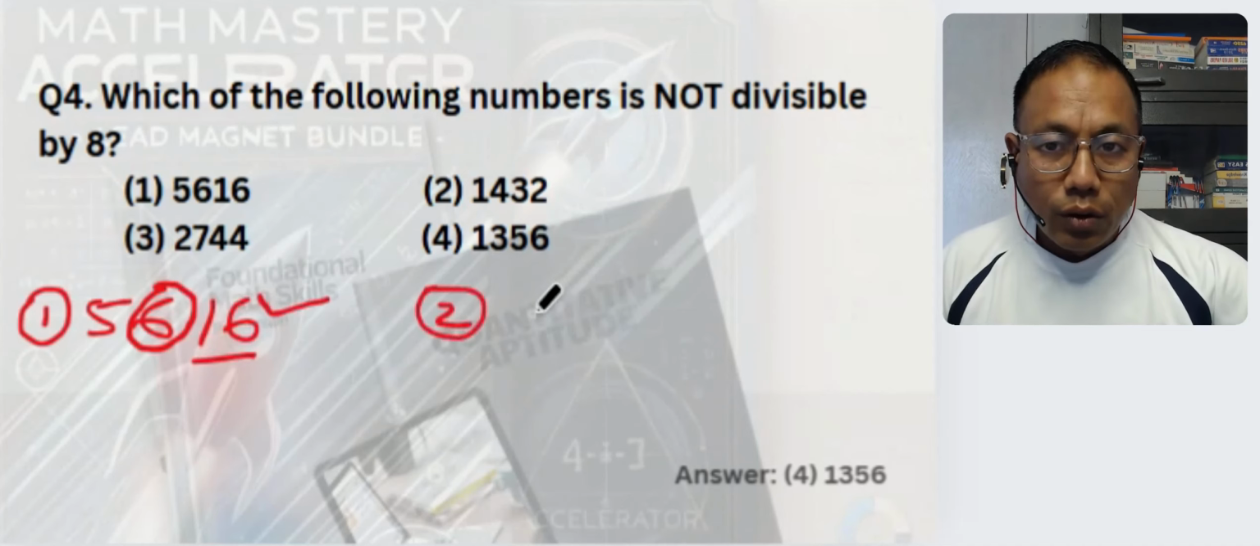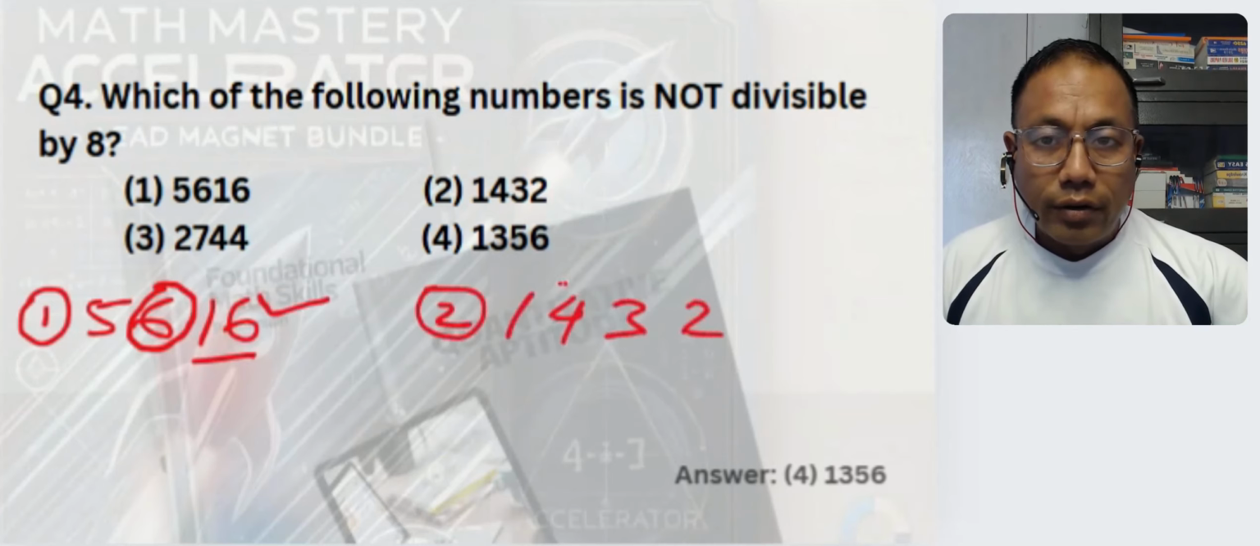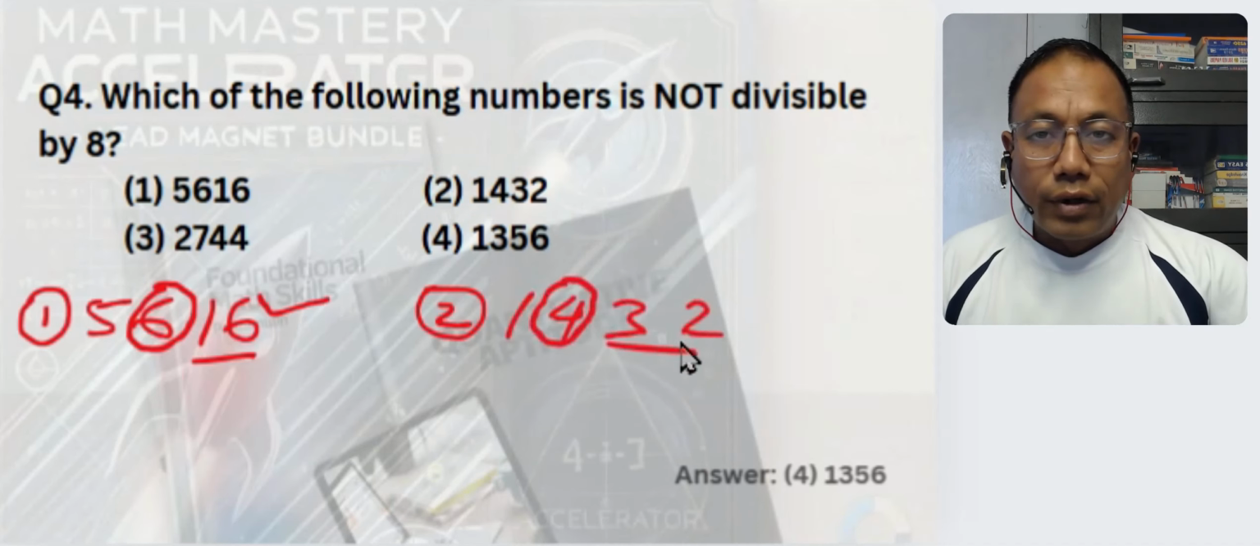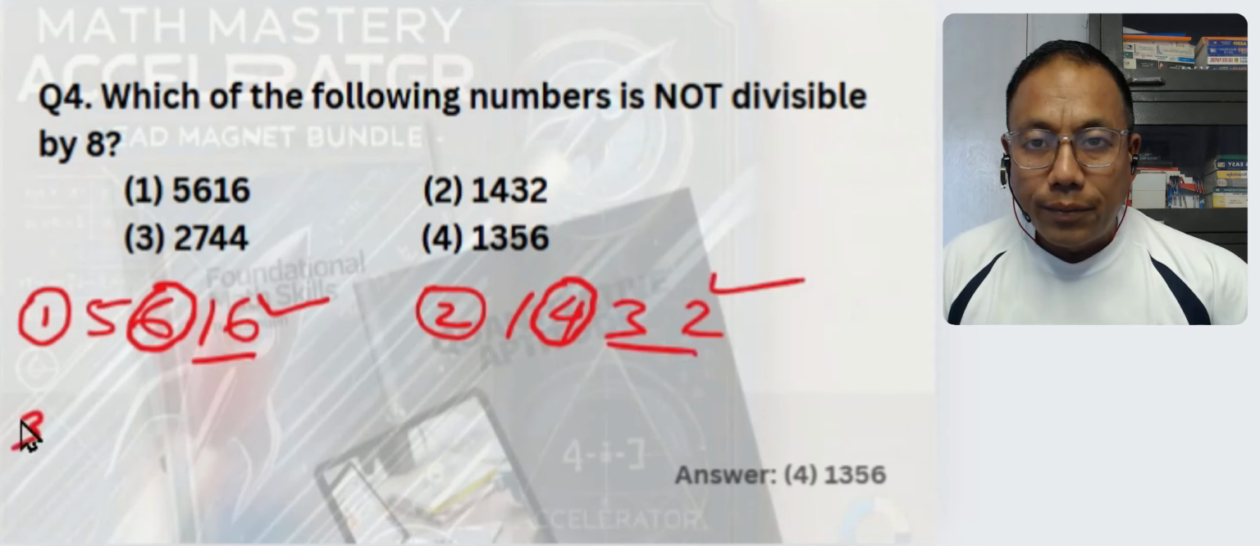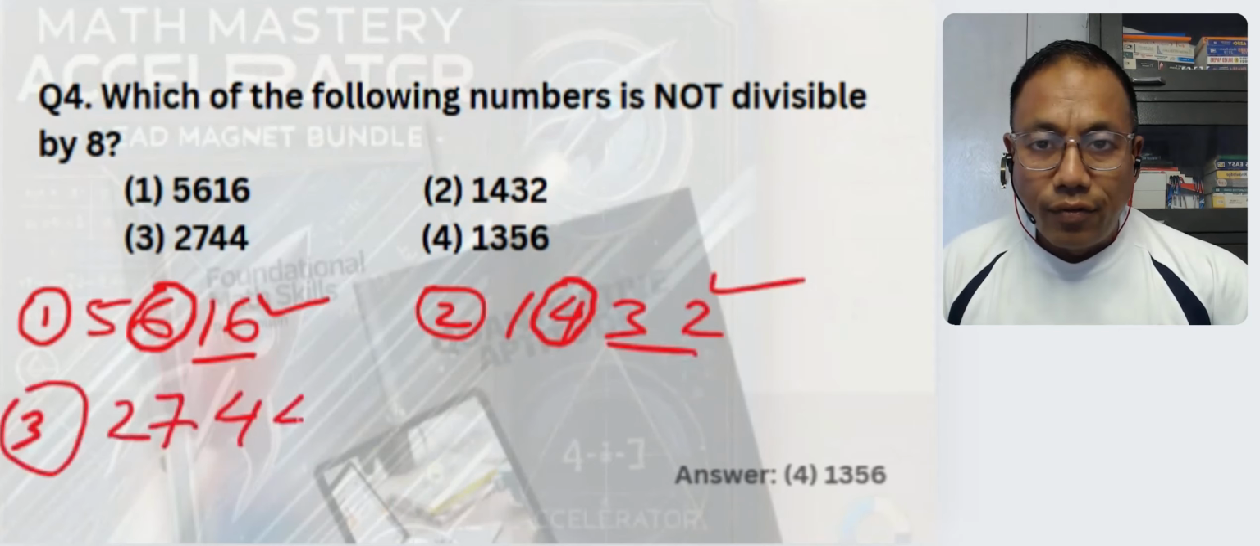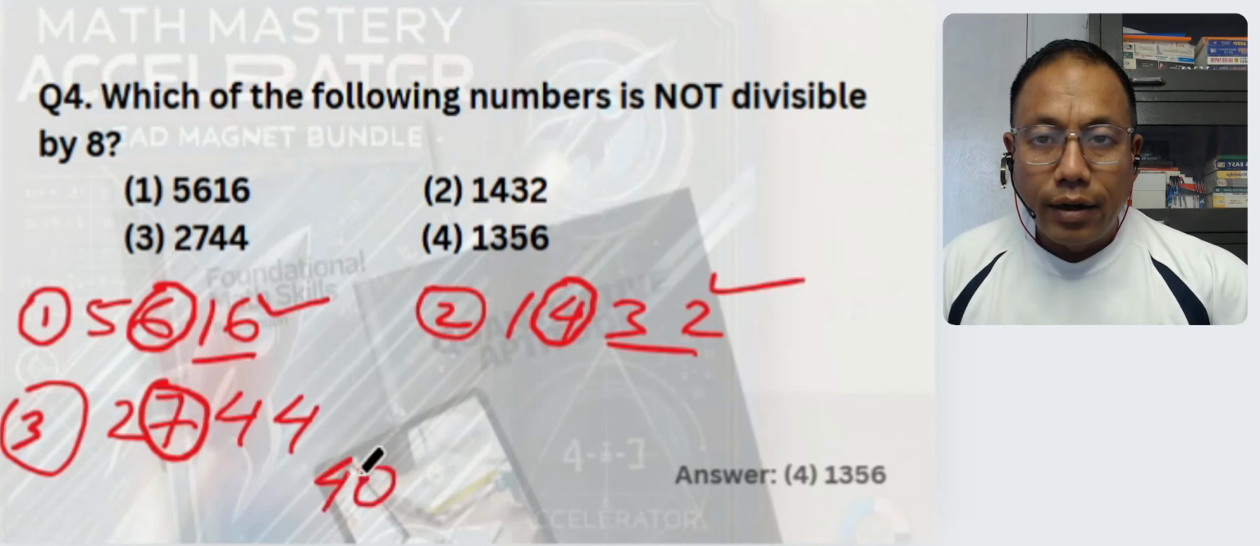Option 2, 1, 4, 3, 2. Hundreds place is even. And the last two digits are divisible by 8. 8 4s are 32. This is divisible by 8. Option 3, 2, 7, 4, 4. Hundreds place is odd. 44 minus 4 is 40, which is divisible by 8. Therefore, this is divisible by 8.